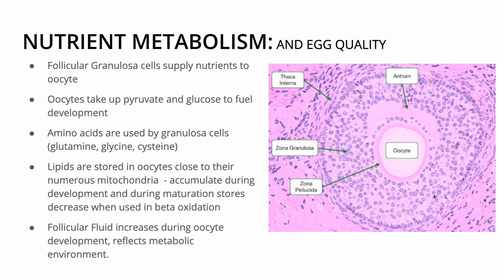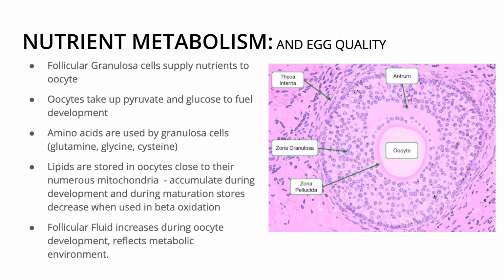The lipids are actually stored inside the oocytes, close to their mitochondria. So the oocytes have a lot of mitochondria because they actually have to produce a lot of energy. They have to have a lot of power, and they accumulate a lot of lipids close to their mitochondria. And as they get close to maturation, all those stores decrease and they're used up in beta oxidation to fuel the oocyte. So the follicular fluid actually increases a lot during the development of the oocyte.